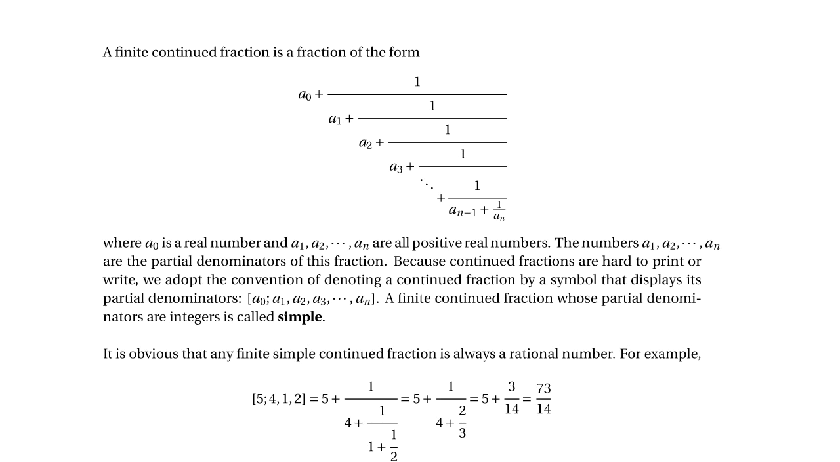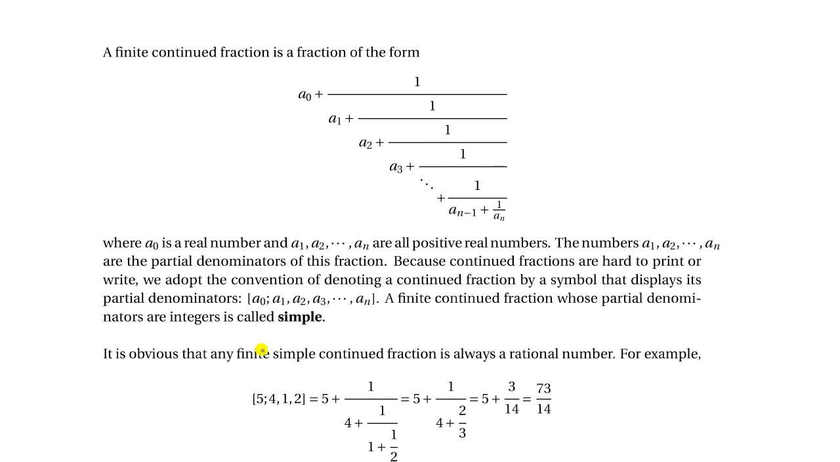Because of the nature of the form, it requires a lot of space if you want to write it this way. So instead, we invent a new notation like a0 semicolon a1 comma a2 comma up to an, which you can translate to this form. This is a nice symbol or notation for this continued fraction.